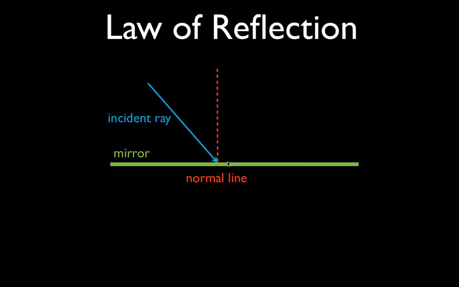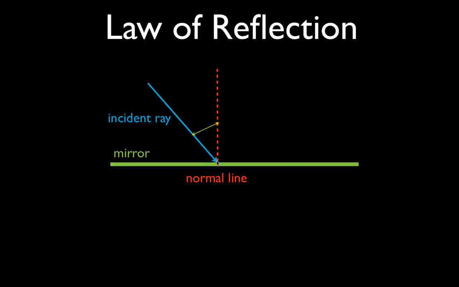Normal means perpendicular. So whenever you have a problem like this, you have the incident ray, you have the normal line. The normal line must be drawn so that it is perpendicular to the mirror. You're going to have to get out your protractor and draw that normal line perpendicular to the mirror, and you'll notice it is drawn so that the mirror, the incident ray and the normal line all meet at one point right there. It's not drawn over here somewhere or over here somewhere. It's drawn right where the incident ray strikes the mirror.